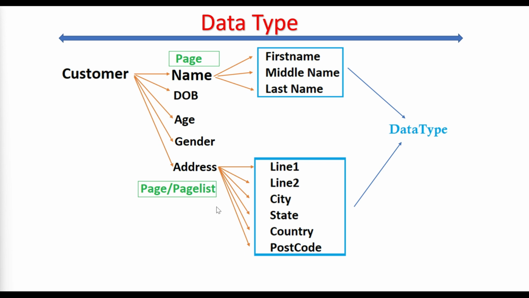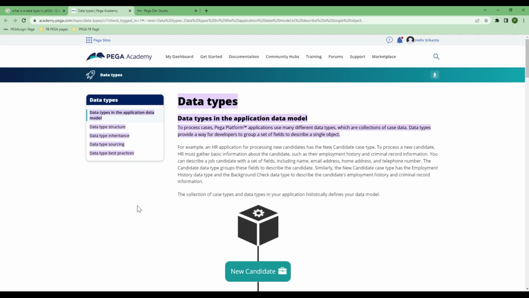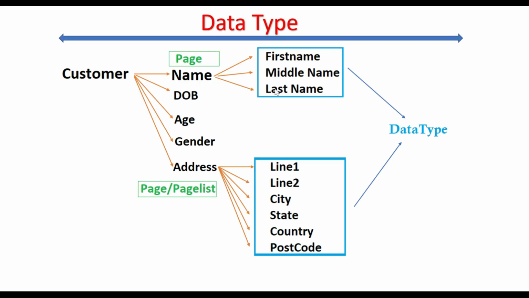Now if I take you to the PEGA definition, you'll find the same thing. I've opened the PEGA definition for you guys. PEGA says that data type provides a way for developers to group a set of fields to describe a single object. In this example, whatever I have explained, here is my group of fields, which is first name, middle name, last name, and I am defining them to a single object which is name, and similarly line 1 to postcode, I am defining them to a single object which is address.